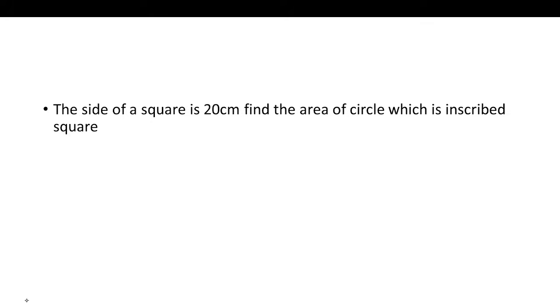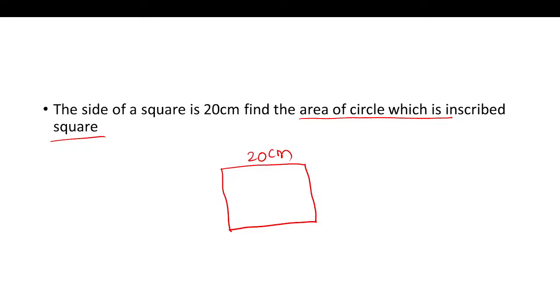Can you answer this question please? The side of a square is 20 centimeters. Then find the area of the circle which is inscribed in the square. Inscribed means written inside the square.